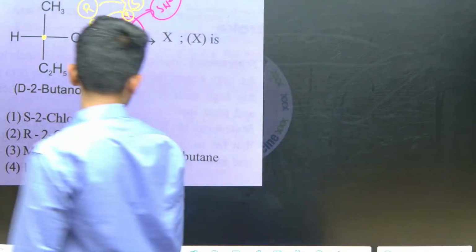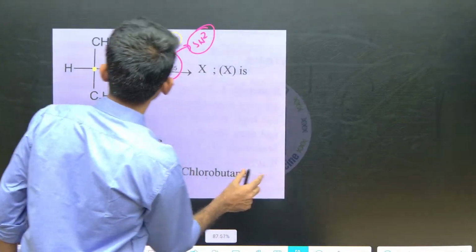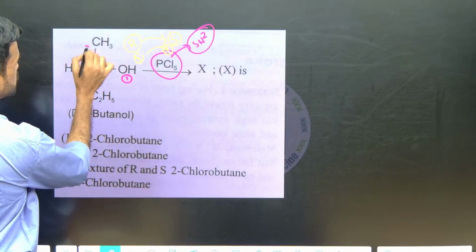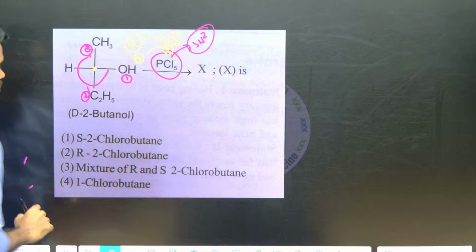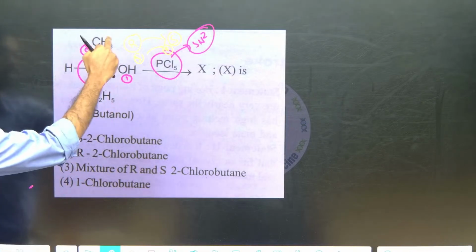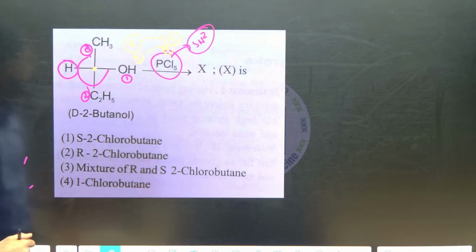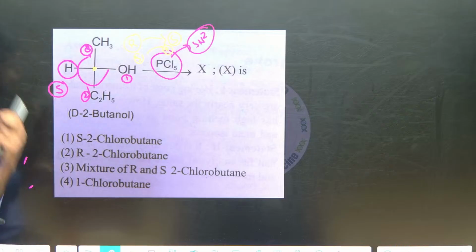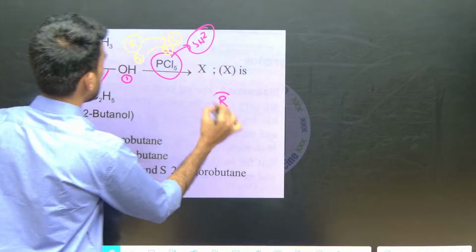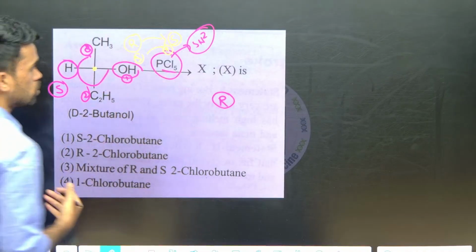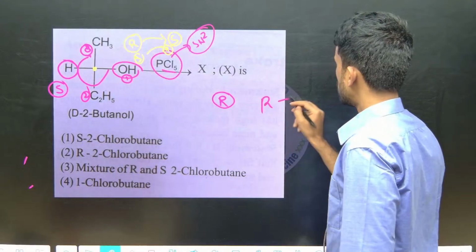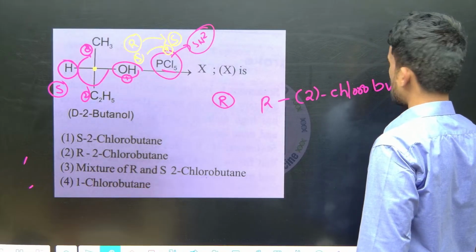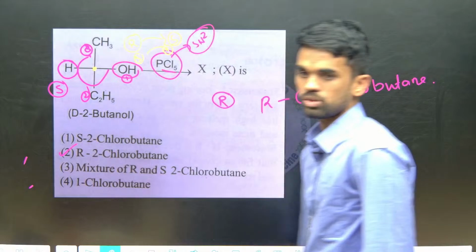Now tell me, what about the configurations over here? This is OH 1, ethyl 2, and this is methyl 3. How are they related? Clockwise. Clockwise means R, but the least priority group is on the horizontal line, so it becomes S. So this is S configuration. So the product will be R. In the place of OH we are keeping chlorine. So we will get R-2-chlorobutane. That's it. Where do we have that option? R-2-chlorobutane. So option 2 is your answer for the question.